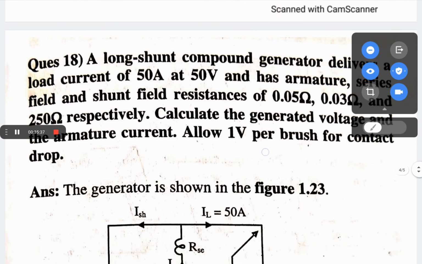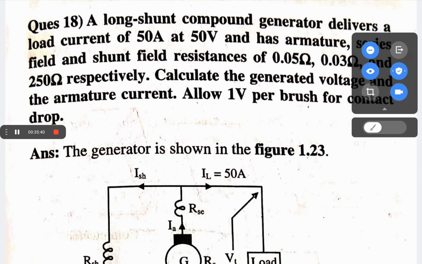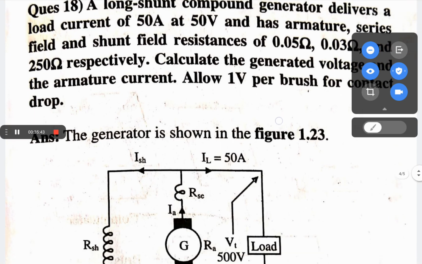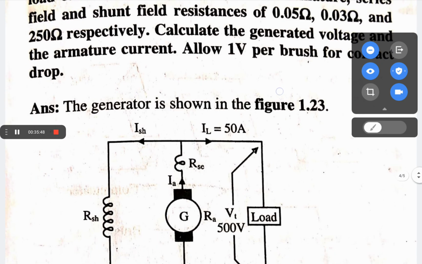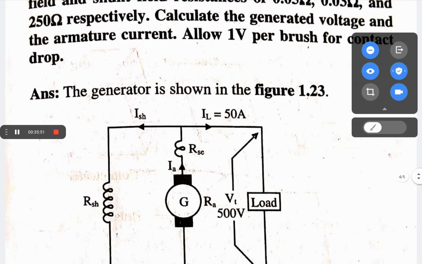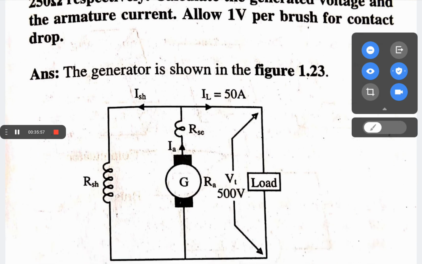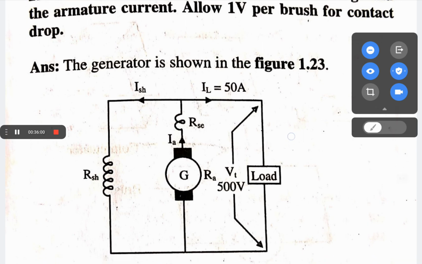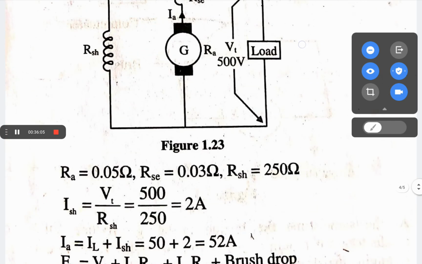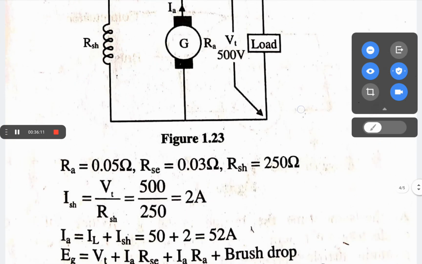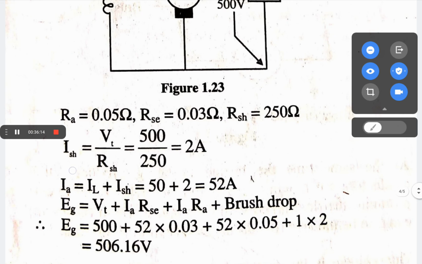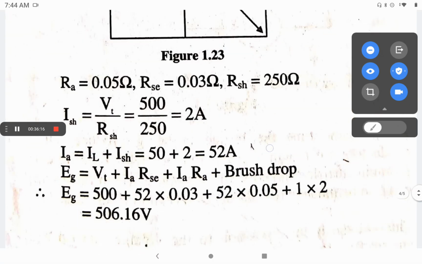So a long shunt compound generator delivers a load current of 50 ampere at 500 volt and has an armature resistance Ra, series resistance Rse and Rsh is given. Then calculate the generated EMF and armature current. Eg and Ia കണ്ടുപിടിക്കുക. Allow 1 volt per brush. Brush drop 1 volt ആണ് തന്നിട്ടുണ്ട്. അപ്പോൾ we know that there will be 2 brushes. Total brush voltage drop is 2 volt എന്ന് എടുക്കുക. Okay. So നമ്മൾ എന്ത് ചെയ്യണം? Long shunt generator ആണ്. First Ia കണ്ടുപിടിക്കണം. Ia കണ്ടുപിടിക്കാൻ എന്താ വേണം? Ish കണ്ടുപിടിക്കണം. Then IL plus Ish. നമ്മൾ ചെയ്തിട്ടുള്ള same condition തന്നെ.